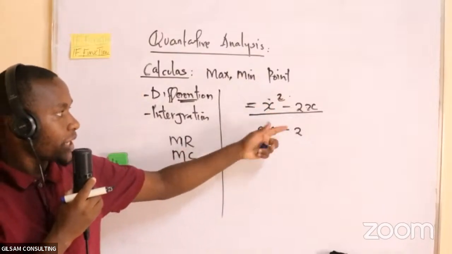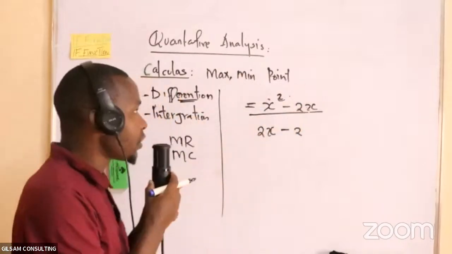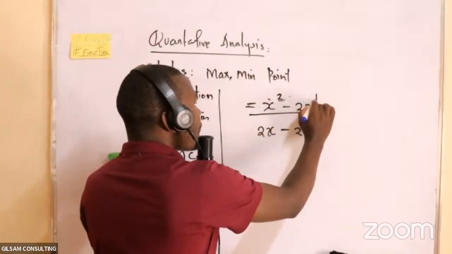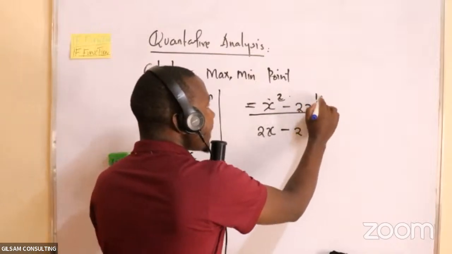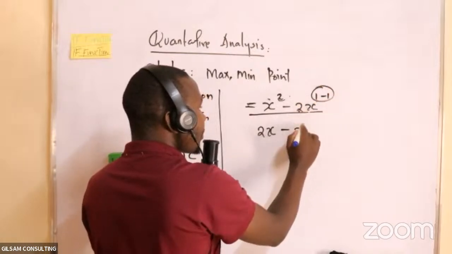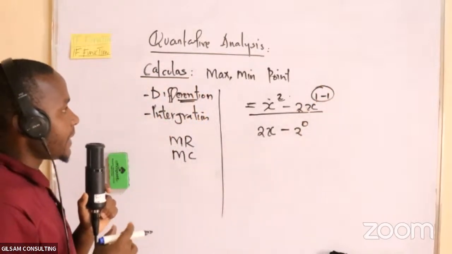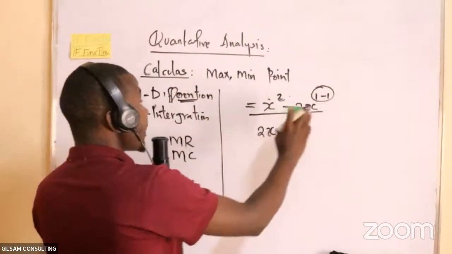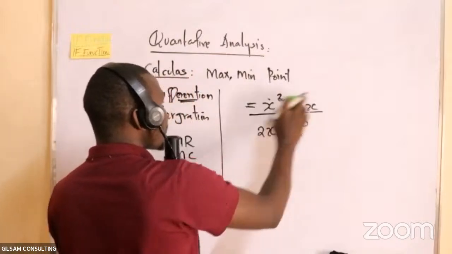So if you look here, the power is 1. It is only that it has not been shown. There is a power of 1 here. So 1 times this will be 2, but minus 1, that's why it has become 0. So you need to understand how to differentiate that.